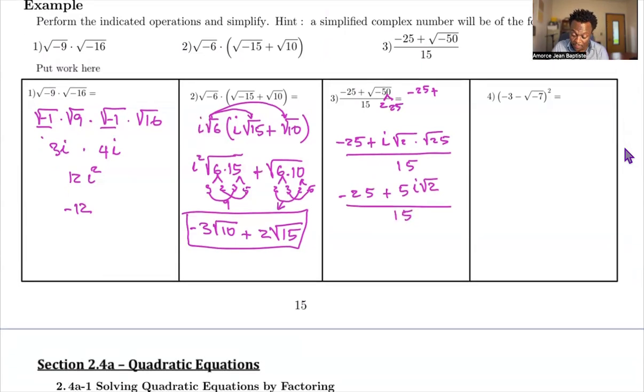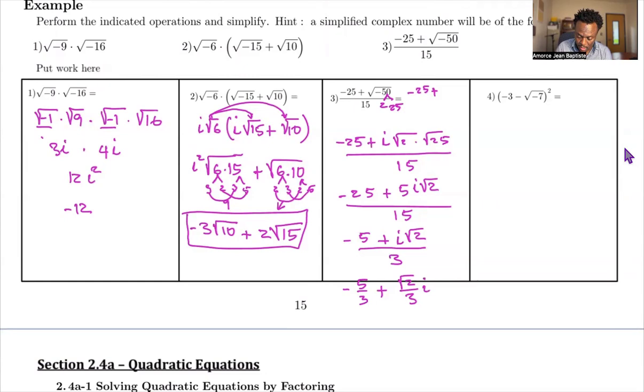Now we can simplify by 5. So that is, if we simplify by 5, that is going to be -5. That's simplified by 5. That's just i square root of 2. And simplify by 5, that will be 3. If you separate the denominator, that's -5/3 plus square root of 2 over 3i.